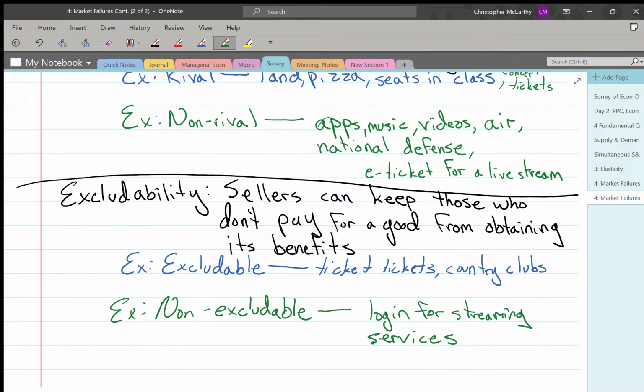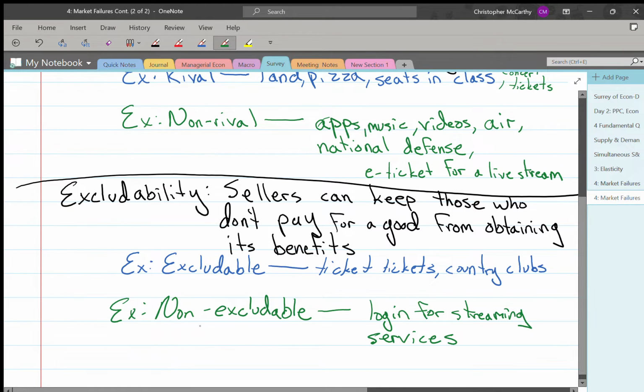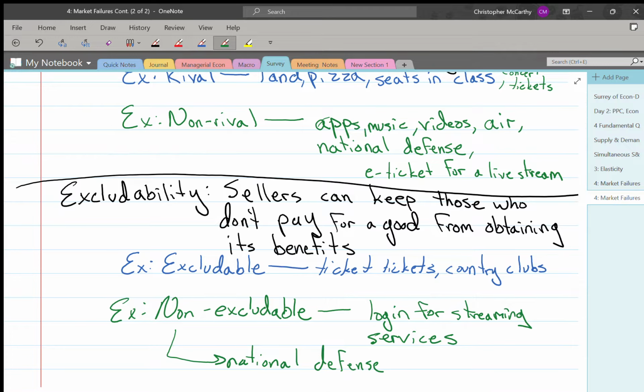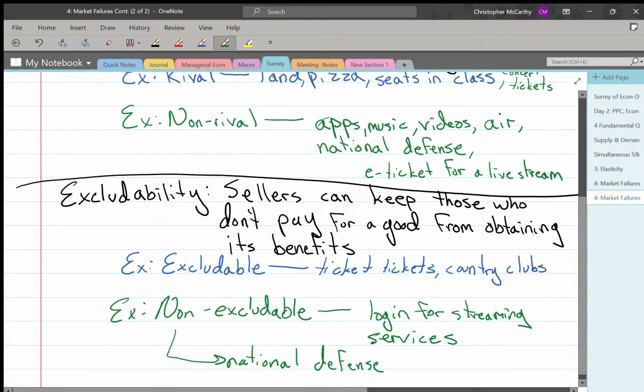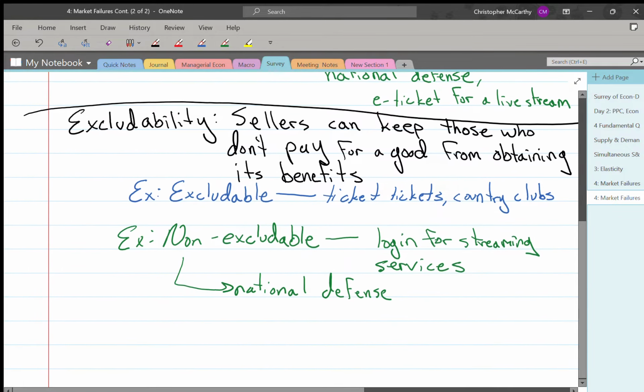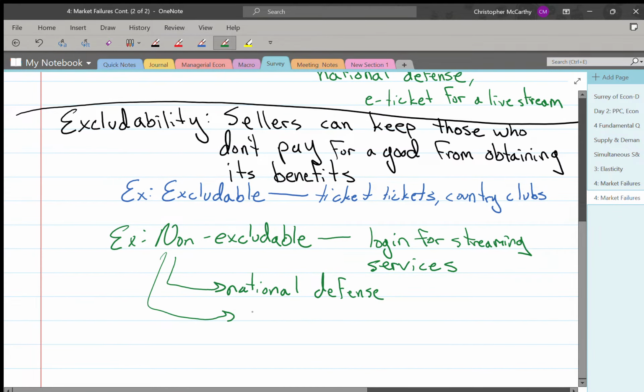So other non-excludable services. One of the ones we mentioned up here, that non-rival service, right? National defense. If you're not an American citizen, but you're here in the United States, you're still enjoying that benefit of national defense, even though you're not paying any taxes towards it, and so on and so forth, right? Same thing with air, right? We can't stop people from breathing the air.